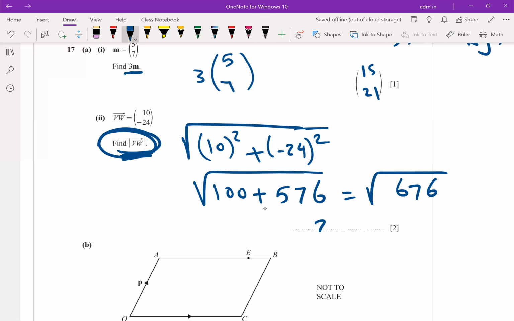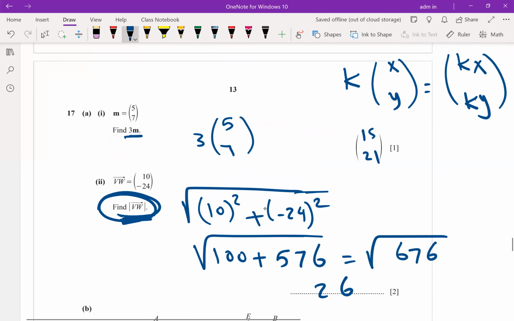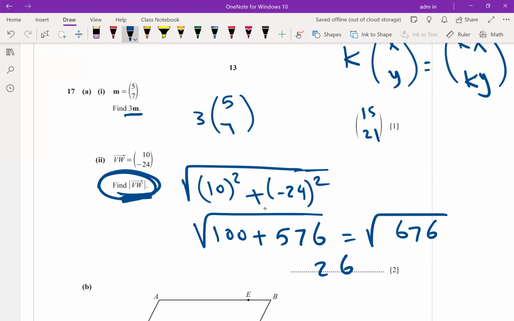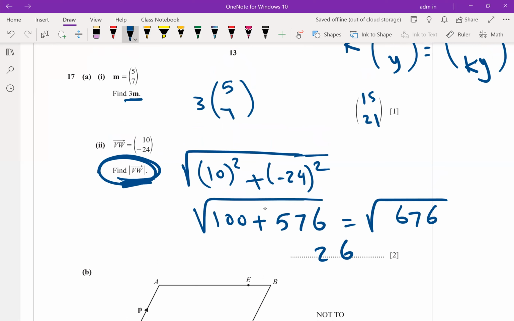Column vector. You can add vectors, x plus x and y plus y. You can subtract. You can multiply by a scalar. Inshallah, for A level we will have a product of two vectors, called the dot product or scalar product. For O level, we only have how to multiply by a scalar value and how to get the magnitude, the square root of x squared plus y squared.